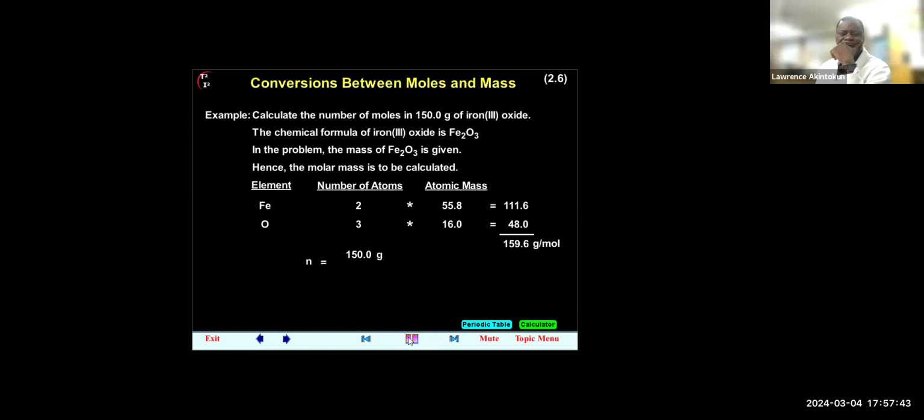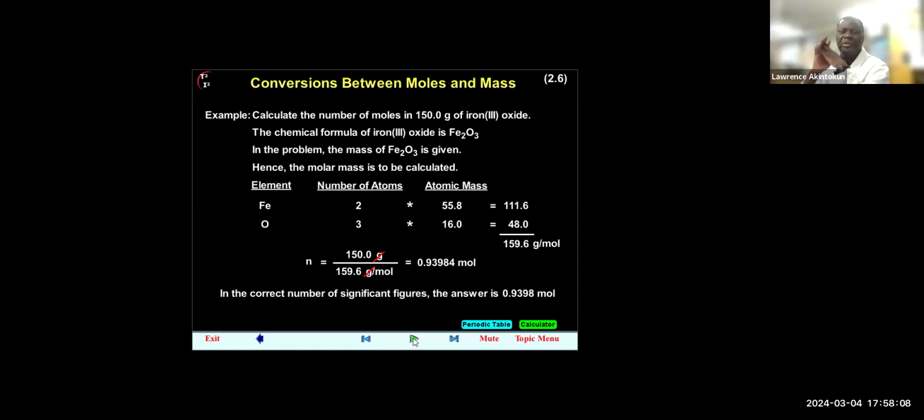N equals 150.0 divided by 159.6 equals 0.93984. In the correct number of significant figures, the answer is 0.9398. All right, make sure you take down notes before you proceed.